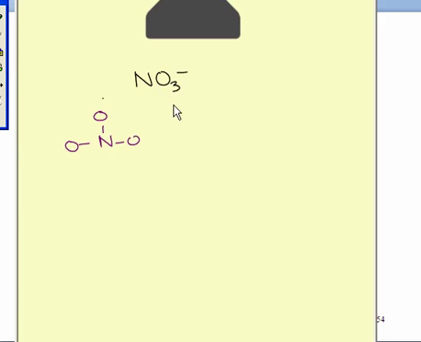Now the second step is to count all of our electrons. If we look at our periodic table, we see that nitrogen has 5 valence electrons. We see that oxygen has 6, and I have 3 oxygens, not 1. And I have a negative charge, which means I have to add 1. So I have 5 electrons, 18 electrons, and 1 electron. So that's a total of 24 electrons.